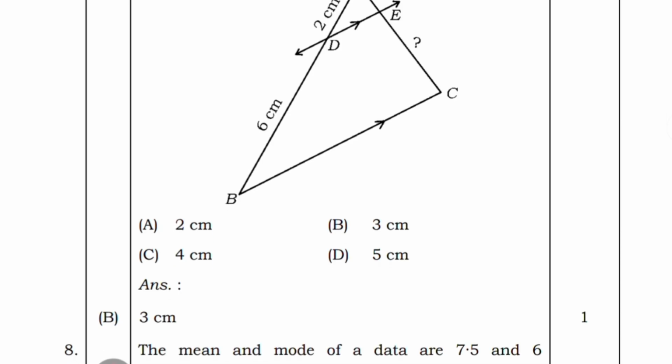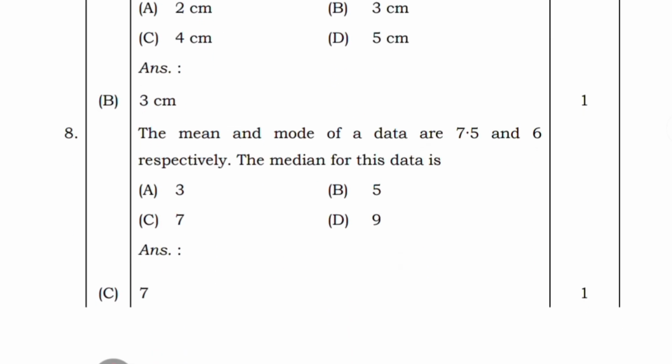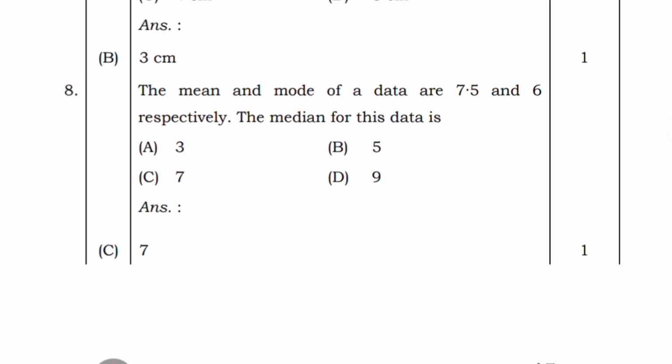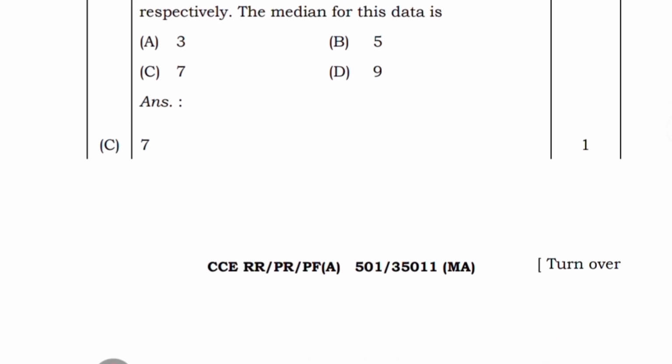Here we should apply the basic proportionality theorem to solve this question. Coming to the eighth question, the mean and mode of a data are 7.5 and 6 respectively, then the median of this data is. Here 7 is the correct answer, option C.